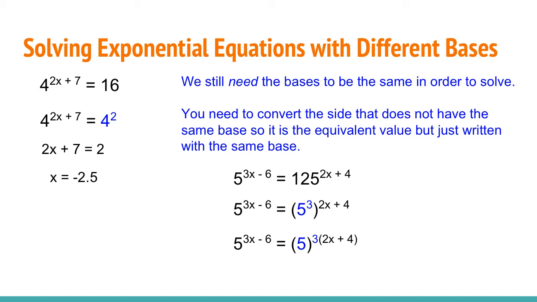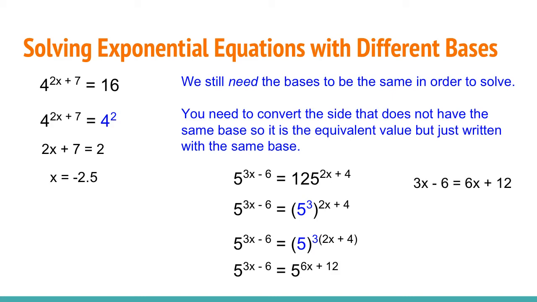That's really important, because what you need to do now is use the distributive property, multiplying the 3 to both parts. That's a very common spot where students make mistakes. So this would become 5 to the 3x minus 6 is equal to 5 to the 6x plus 12. Now we have it written where the bases are the same. There's no power inside here. We've multiplied it through, and we've done all that work to make it look similar to our other examples.